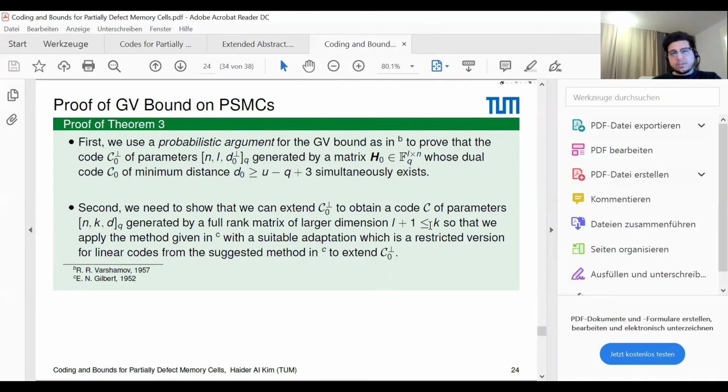Second, we need to show that we can extend the code C node dual to obtain a supercode C of parameters N, K, D, generated by a full rank matrix of larger dimension L plus 1, greater than or equal to K. For this we apply the method given in Gilbert in 1952 with a suitable adaptation, which is a restricted version for linear codes of the method suggested by Gilbert in 1952, which was not only for linear codes but for any code, to extend the code C node dual.